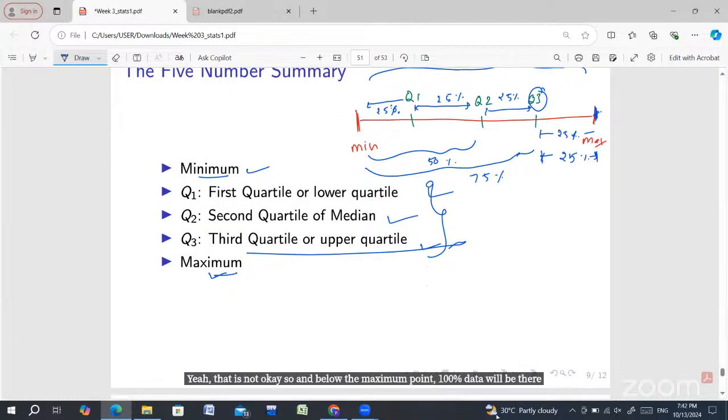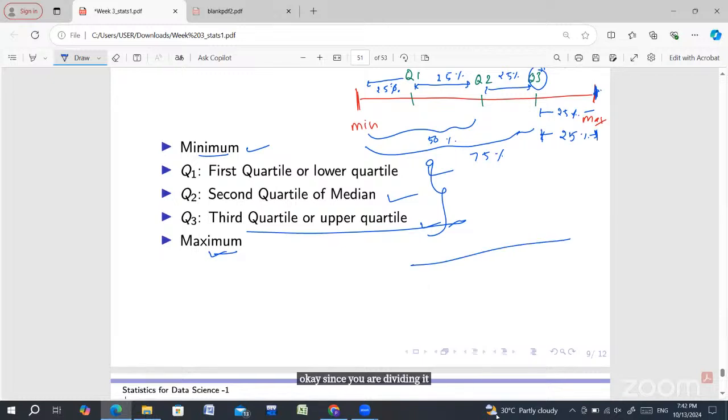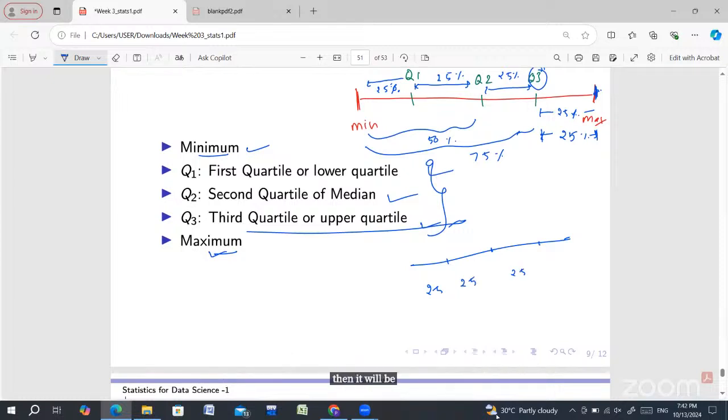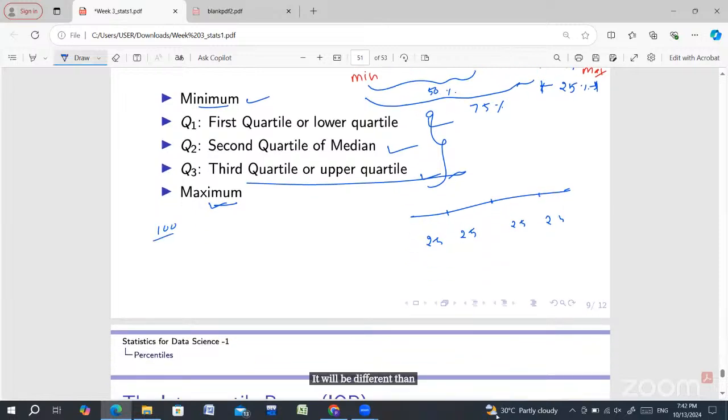Since you're dividing it into four parts, that's why each contains 25%. If you add 25 four times, then it will be 100 only, right? If you are dividing the data set into five parts, then the five parts will not contain 25%. It will be different: 100 divided by 5, which is 20%. Then 20% will be there.